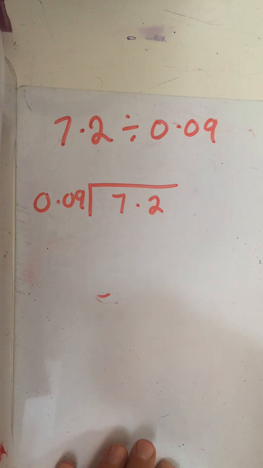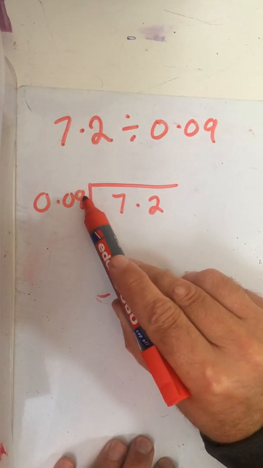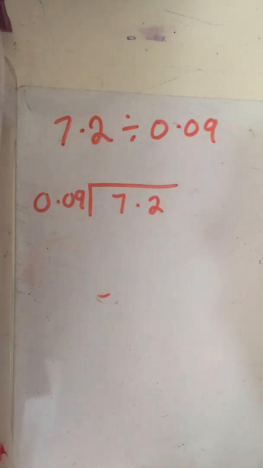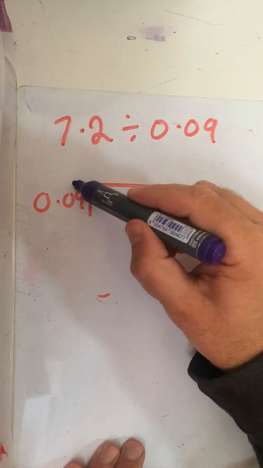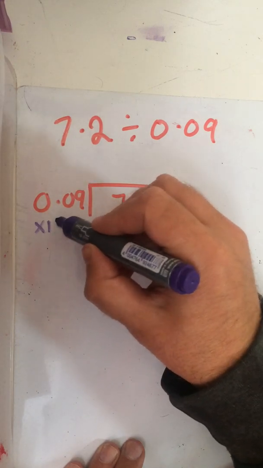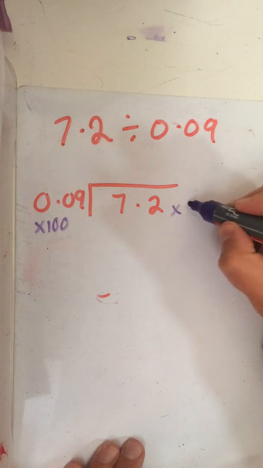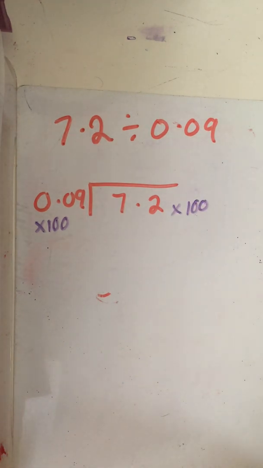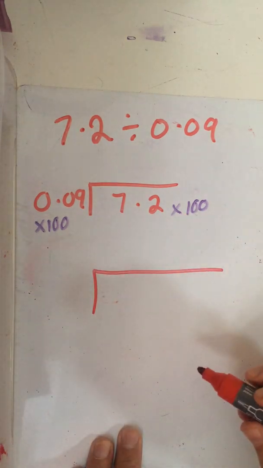Now I need to remember that this number outside the bus stop, I need to make that into a whole number. This time I can see I'm going to have to times it by 100, because I need to move the numbers 2 places to the left to get the 9 there. So I'm timesing that by 100, which means I also have to times this by 100. Okay, so I go back to my bus stop.